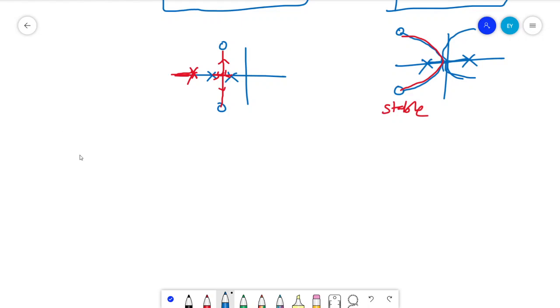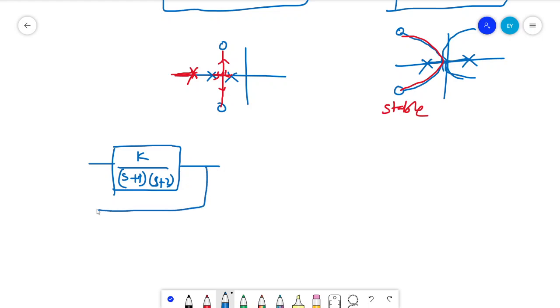Okay, suppose you are given an open loop transfer function, and I'll include a K inside the plant itself. So K is nothing but the controller, and the plant is 1 by (s plus 1) into (s plus 2). So this is actually closed loop. I have taken KP, or the PID controller alone, inside the plant itself. This is closed loop.